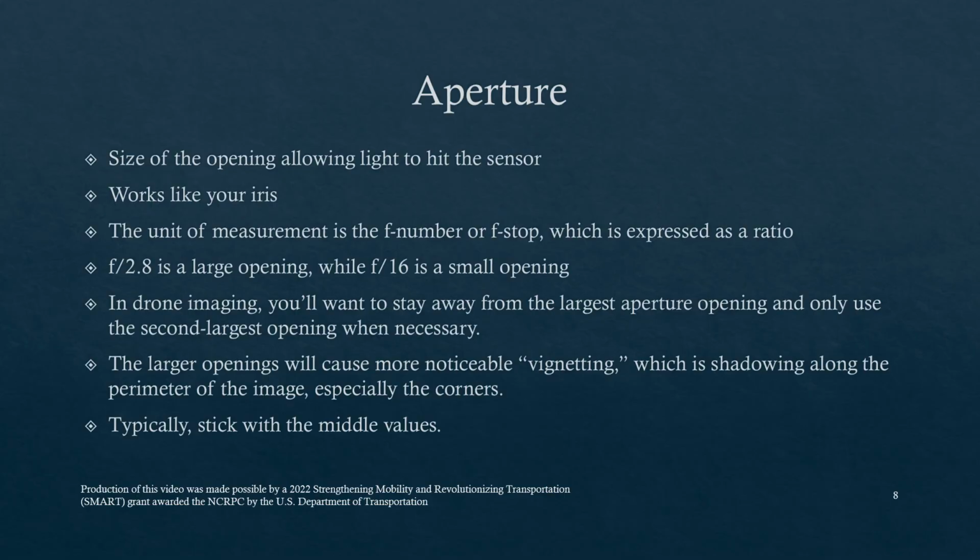In drone imaging, you want to stay away from those large aperture openings because you'll see a dark perimeter around the image, especially in the corners. That's a term called vignetting. So really you want to typically stick with those middle values. Those are usually the best apertures to use.